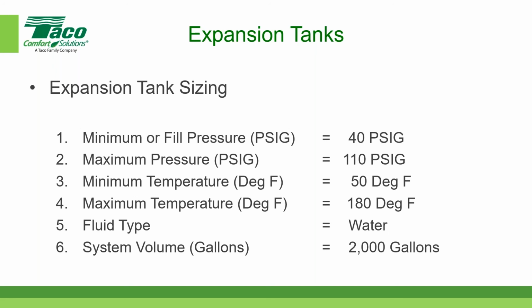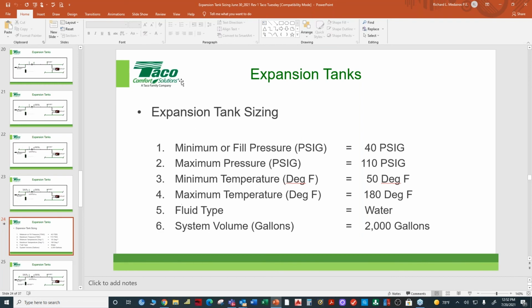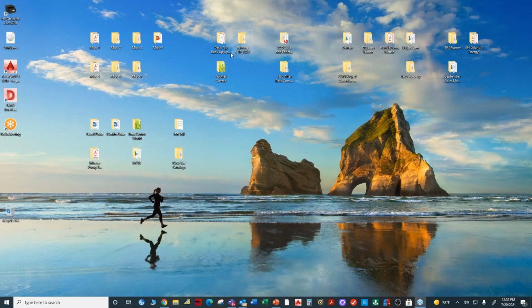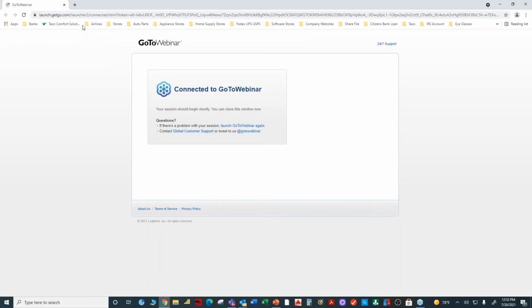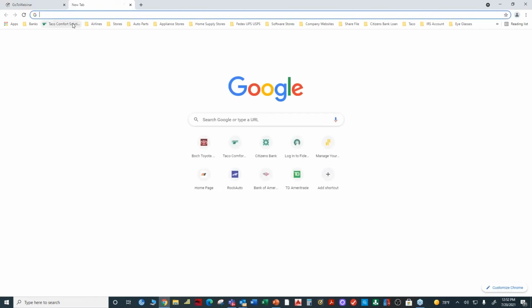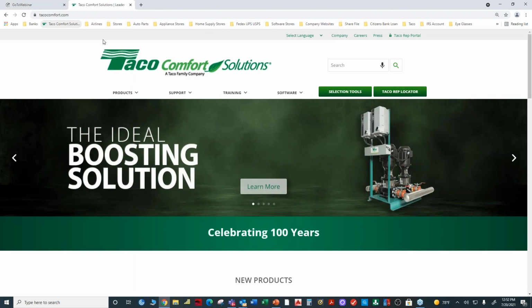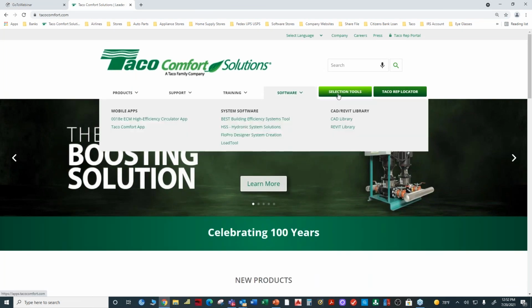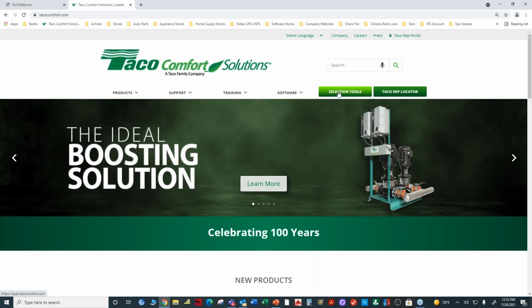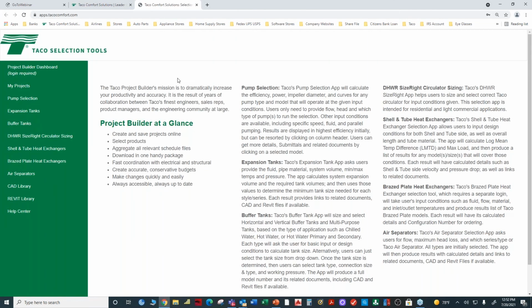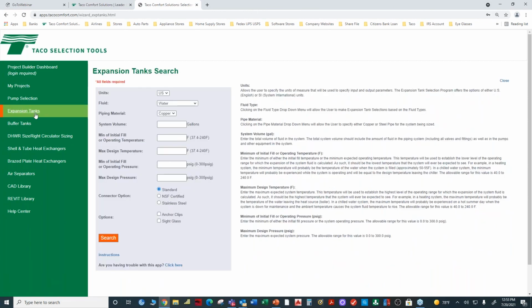So I'm going to go in real time to our expansion tank selection app. Let me go over here. I'm going to go to Taco's website, and just to the right of center, it says selection tools. I'm going to click on that. On the left-hand side, it says expansion tanks. I'm going to click on that, and it's going to open up the expansion tank app.